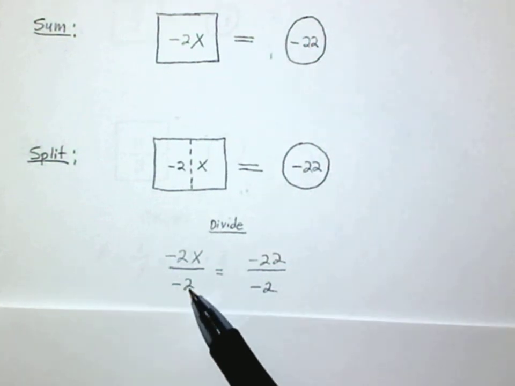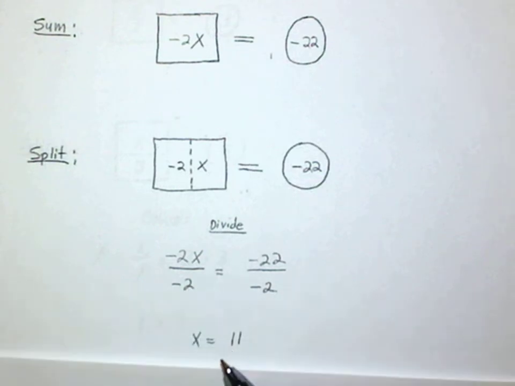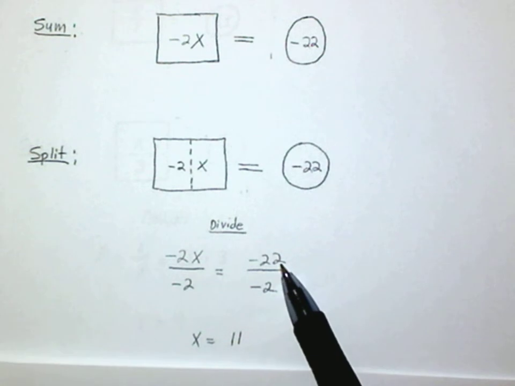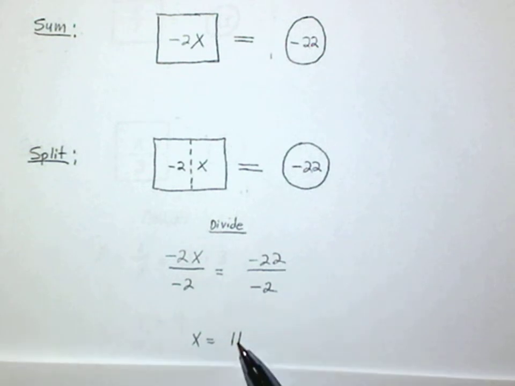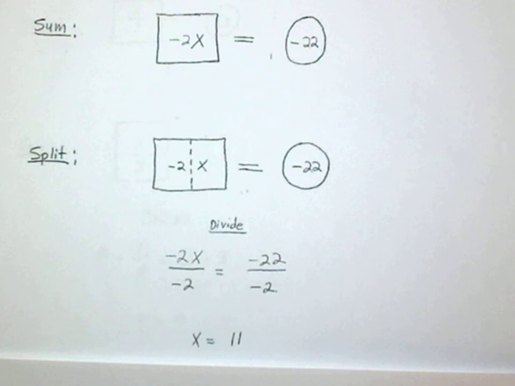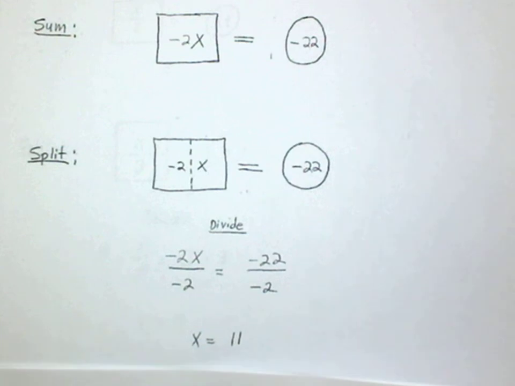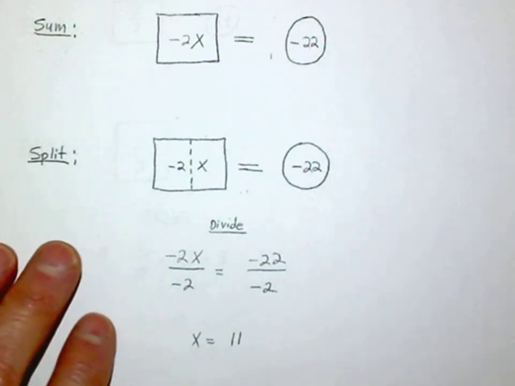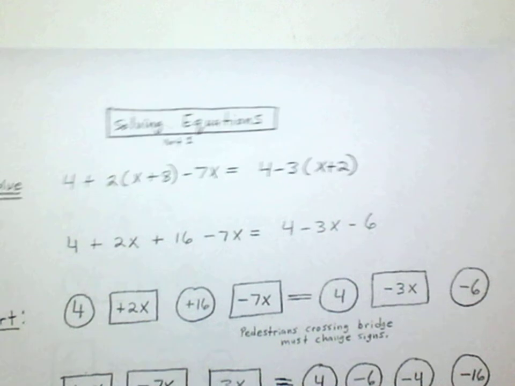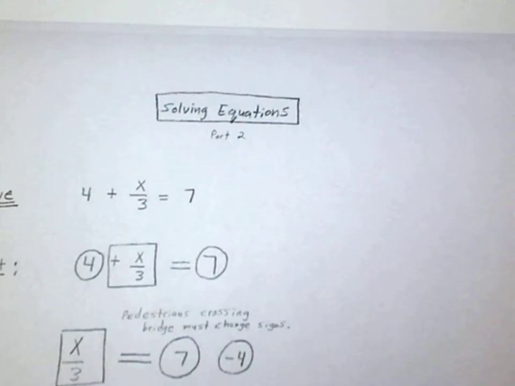-2 divided by -2 is 1x. -22 divided by -2 is 11. So x equals 11 is our final answer. Notice the x is all by itself. That tells me that I am finished. Now let's go to part 2 of your handout.